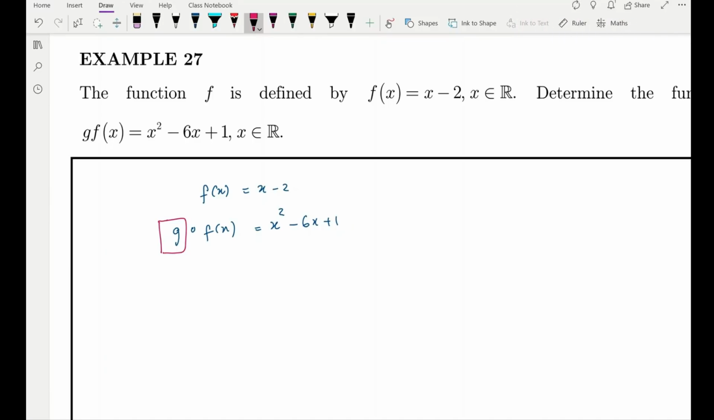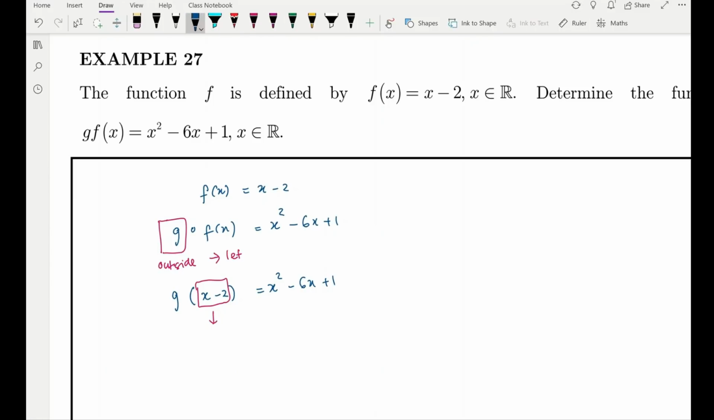So g(x) is outside. If outside, we use the let method. So we just substitute f(x) into g(x) like this, and then we let whatever is inside the g(x).